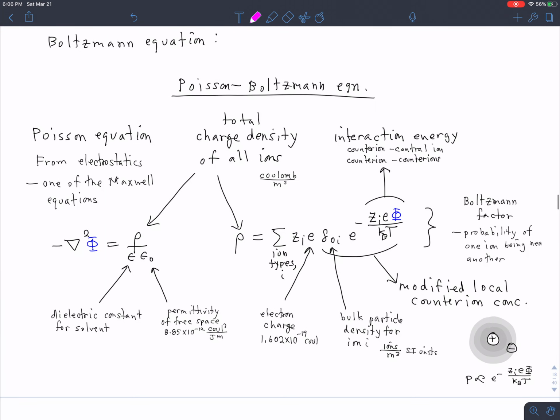So what is the Poisson-Boltzmann equation? Well, it's got two parts. The two names actually correspond to the two parts of the Poisson-Boltzmann equation. One of them is something called the Poisson equation, which comes straight from electrostatics. It's one of the Maxwell equations. It's one of the basic equations of electrostatics.